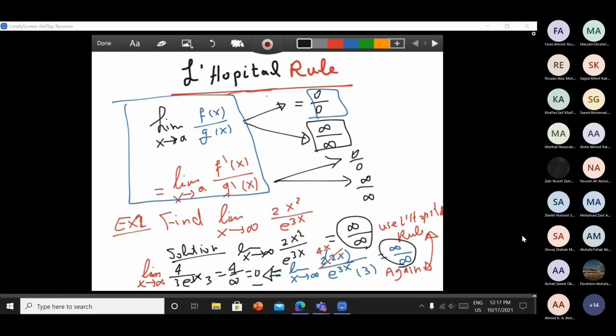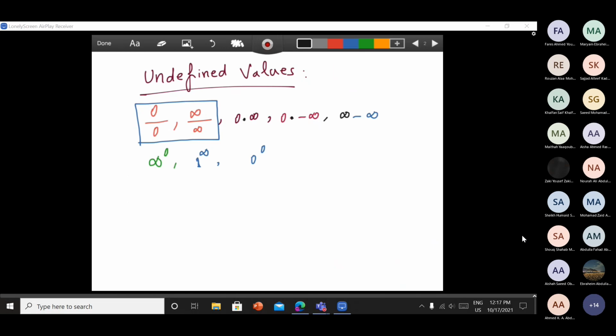No, there are some other undefined values like 0 times infinity, 0 times minus infinity, infinity minus infinity, infinity to the power 0, 1 to the power infinity, and 0 to the power infinity. Let's have an example for this one.